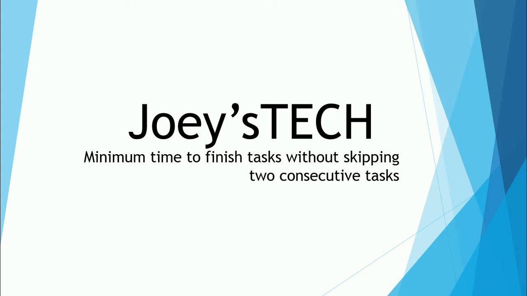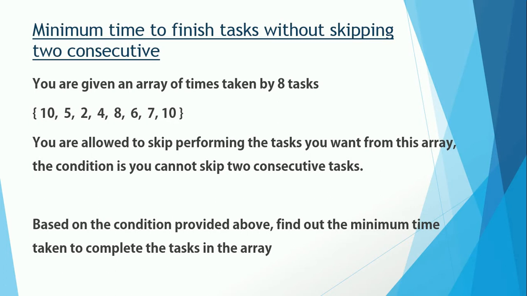Now let's analyze the problem statement. There are certain tasks which you need to perform. These tasks can be performed within certain times. The array here gives you the times needed to perform these tasks. 10 here is the time needed to perform task number 1. 5 is the time needed to perform task number 2, and so on.